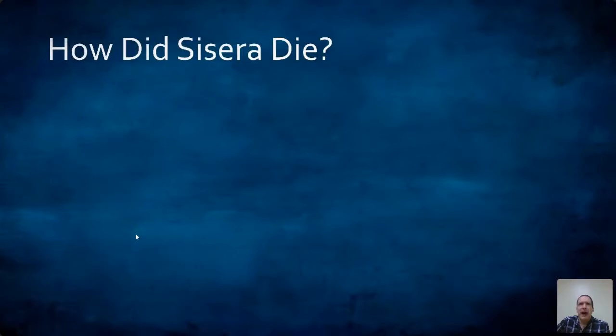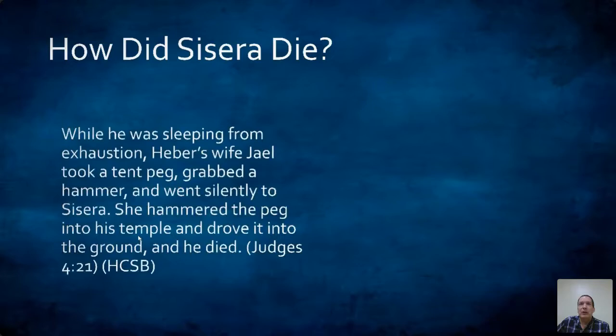How did Sisera die? This Old Testament leader against Israel, in Judges 4:21. While he was sleeping from exhaustion, Heber's wife Yael took a tent peg, grabbed a hammer, and went silently to Sisera. She hammered the peg into his temple and drove it into the ground, and he died. I know what you're thinking. He shouldn't have ordered the stake.